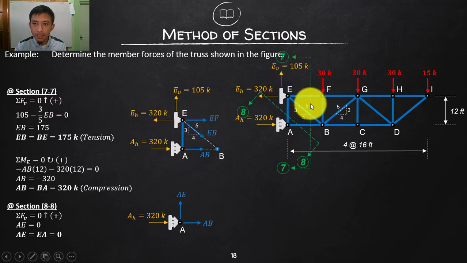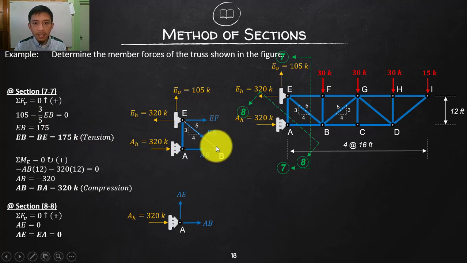We already solved your EF from the previous section. So the only unknowns here are EB and AB. If I take forces vertical, the only forces we will find are the 105, which is going up, positive, and the negative component of EB, which is negative 3/5 EB. Calculating EB gives us a positive 175, so that is a tension.